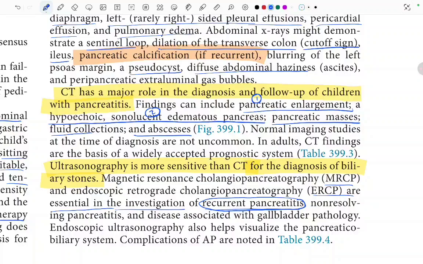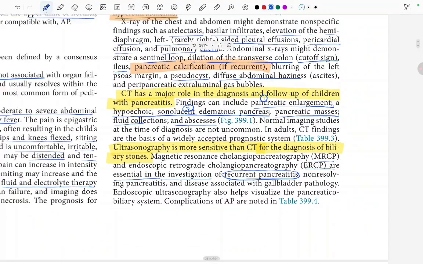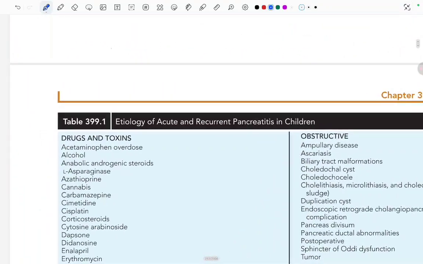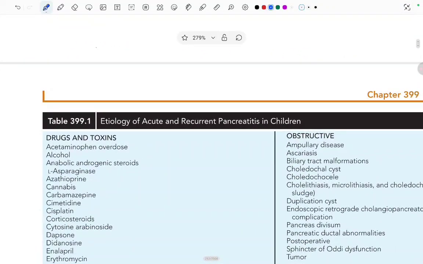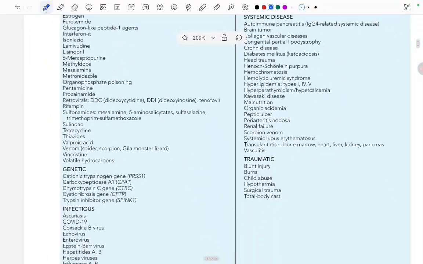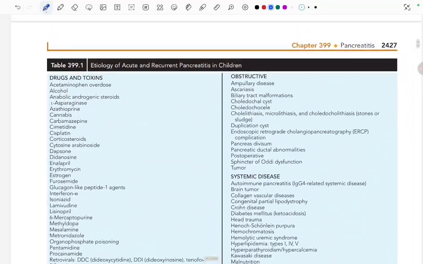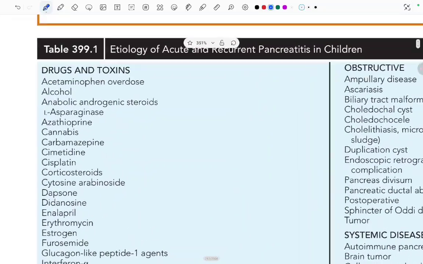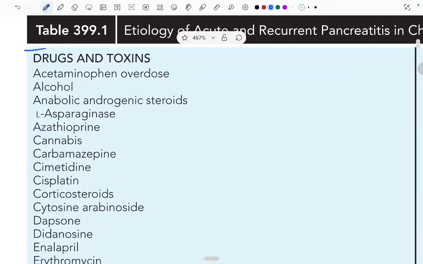Endoscopic ultrasonography also helps visualize the pancreatico-biliary system. Complications of acute pancreatitis are noted in the table that we'll read further. This is the table: etiology of acute and recurrent pancreatitis in children. It's a big table. Let's start with the drugs and toxins.